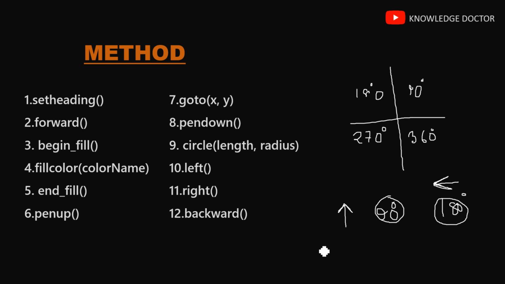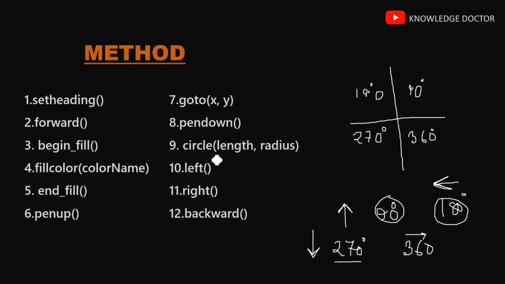For 270, it should be like that. That means this is nothing but the directions of the set heading. Okay, 270. Another one is 360. That means 360 degrees, and it will go in these directions.